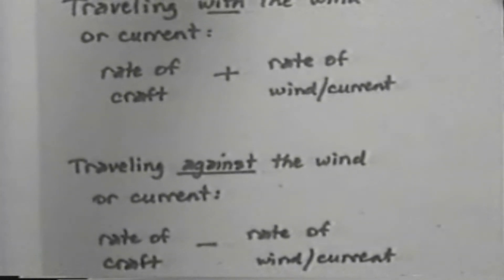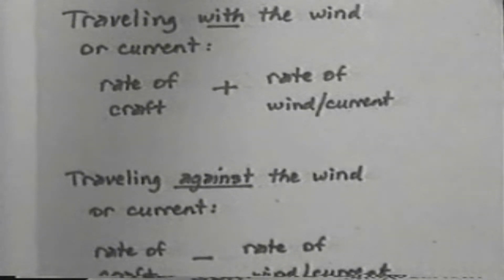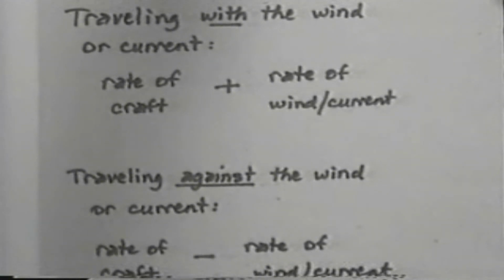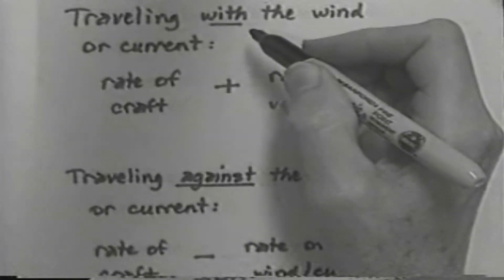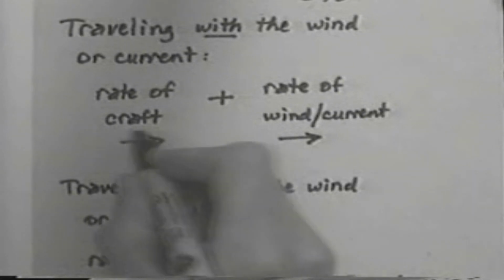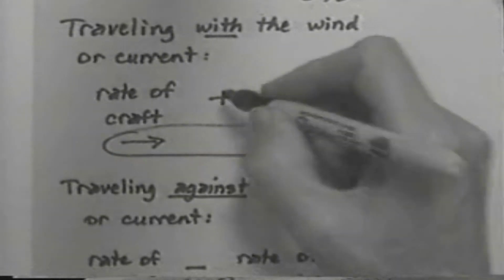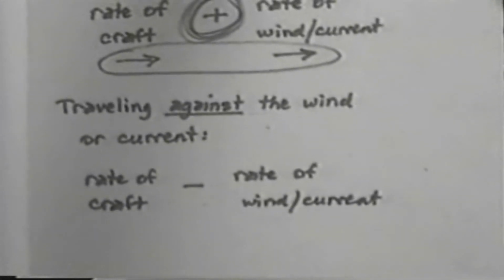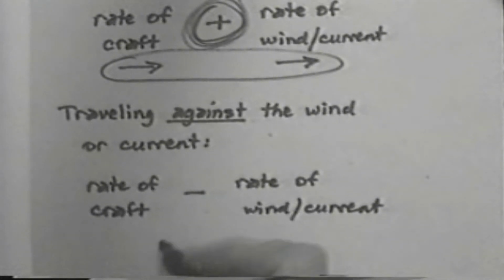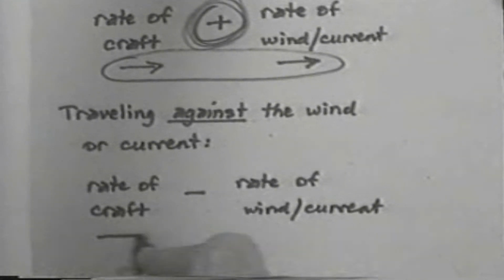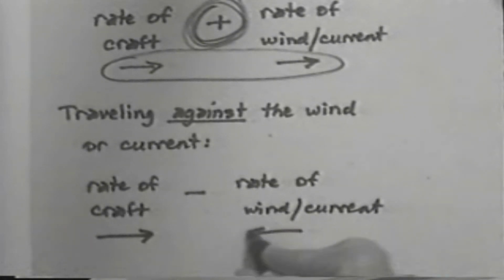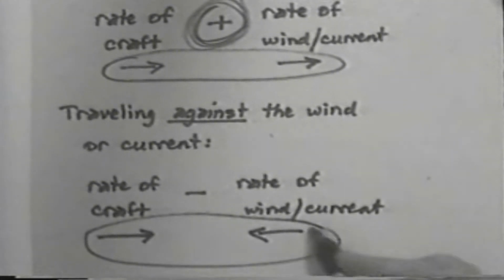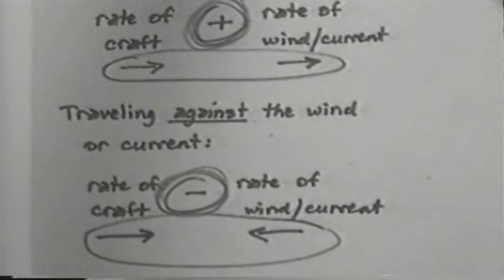Let me see if I can get both of these on here. Not quite. Traveling with the wind, the craft is trying to go this way, and the wind or current is trying to go this way. They're working together, and so we add up their rates. When the craft is going against the wind or current, the craft is going this way, the wind or current is going that way, they're working against each other, and so we subtract their rates.